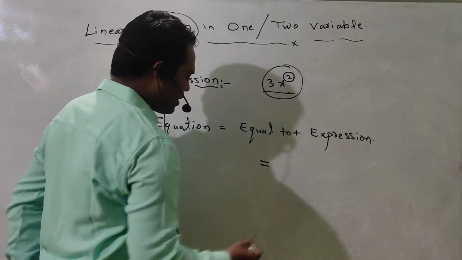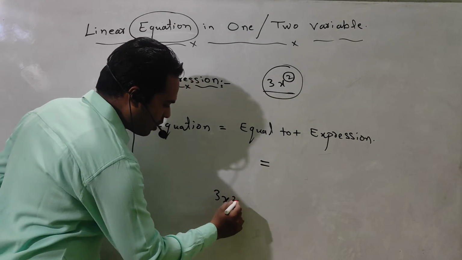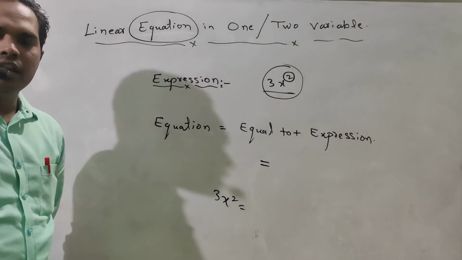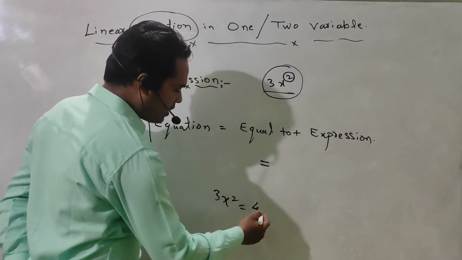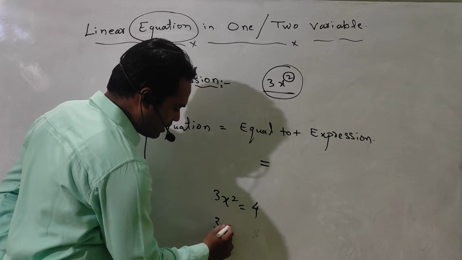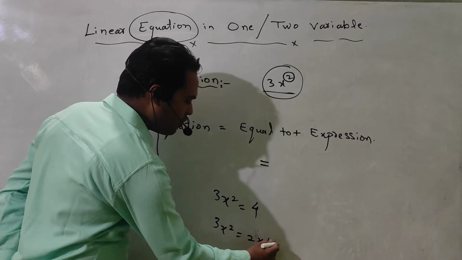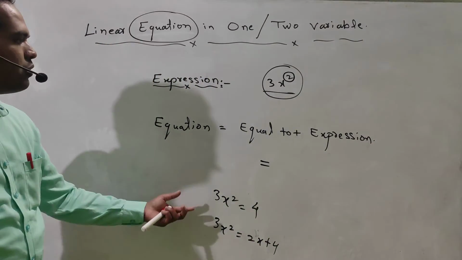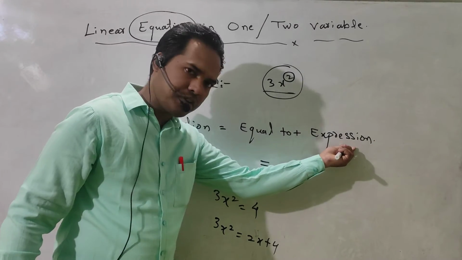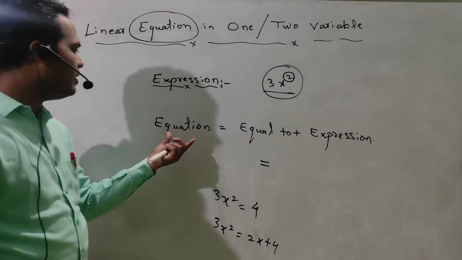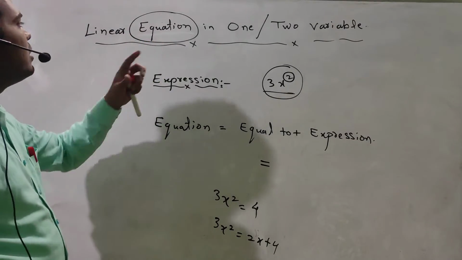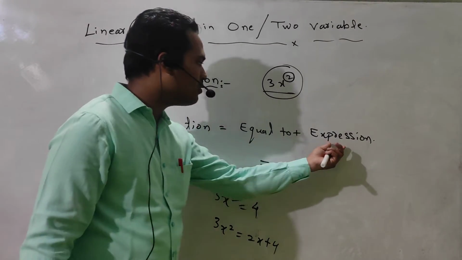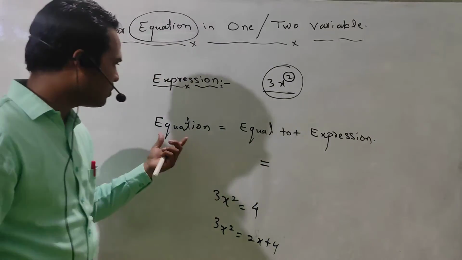So see here, if we write 3x square is equal to anything, anything means we can write here 4. Or simply we can write 3x square plus 2x plus 4. Means we have to write a mathematical expression with an equal to sign, which is known as an equation. So what is meant by equation? A mathematical expression with an equal to sign is known as an equation.